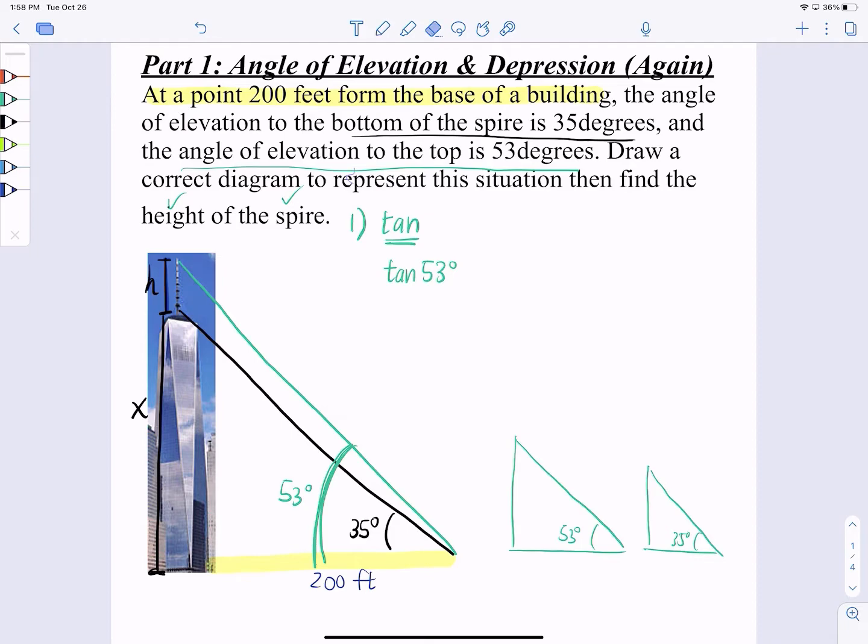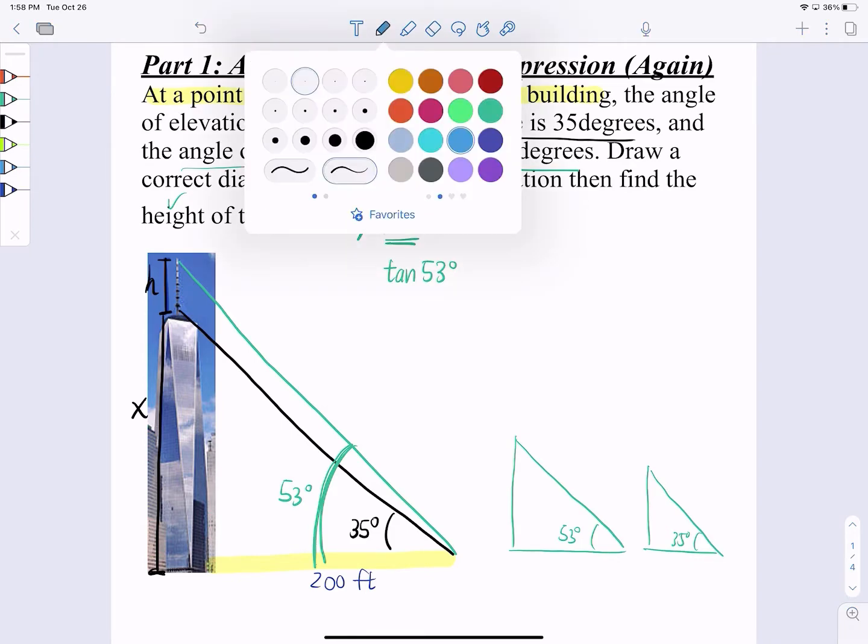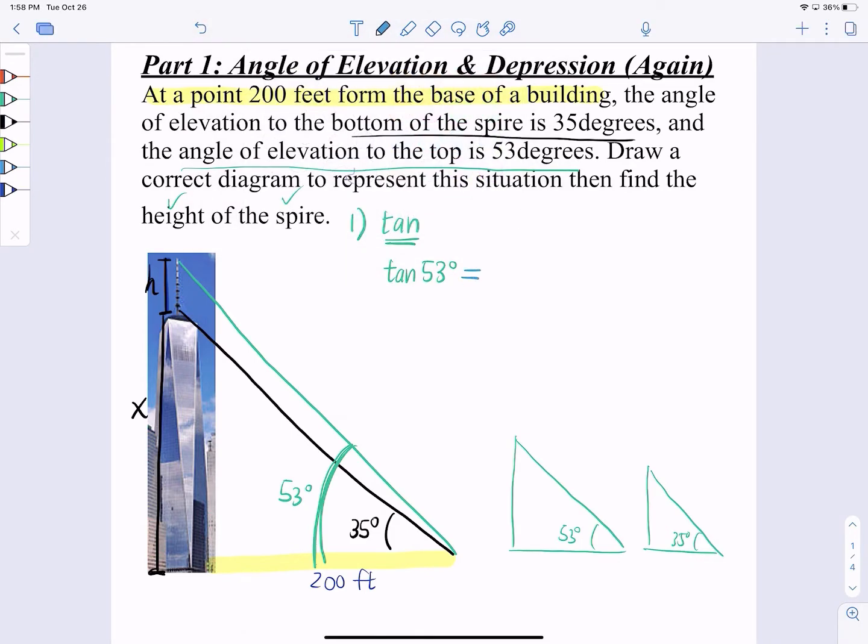Tangent of 53, what is that? It's the opposite over adjacent. All right, what's the opposite? Tangent of 53 is the big one though, so it's going to be x plus h, and this guy is just h, so it's going to be x plus h over 200 feet. Okay, so we have that tangent.